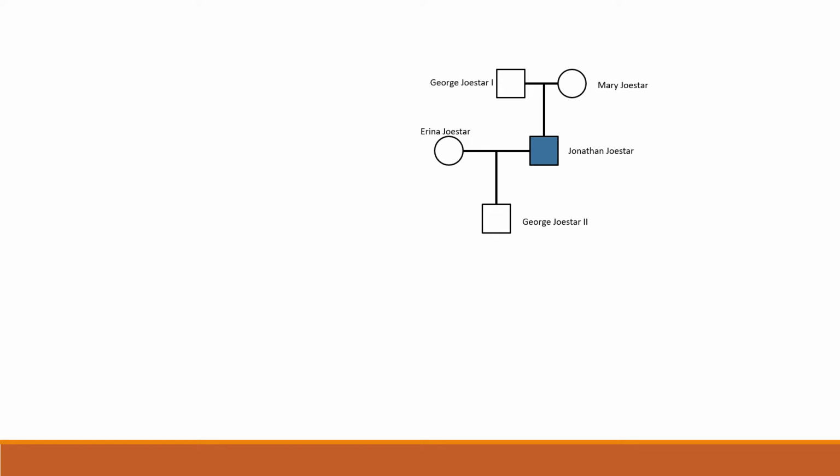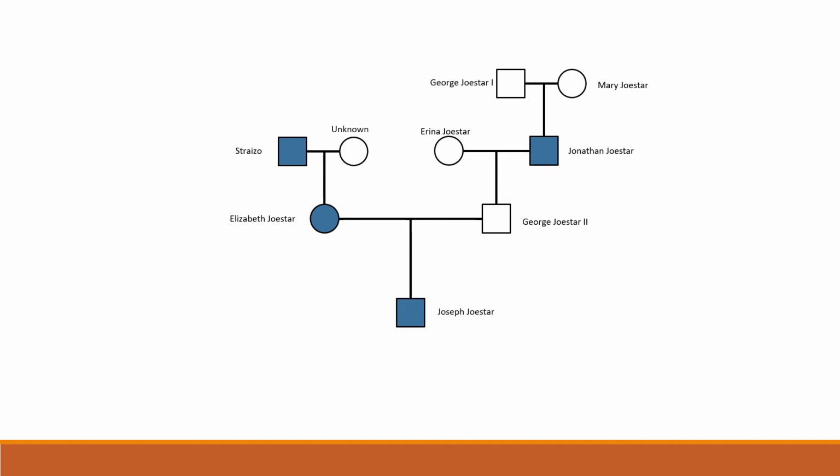Now, jumping over to our second little offshoot of the tree, we have Straizo, who does not have a last name. He married an unknown female and had a daughter who can use Hamon. Now, we do know that the unknown is not a Hamon user. Elizabeth and George Joestar married and had one son, Joseph Joestar, who is a Hamon user. Joseph married Suzie Q, a non-Hamon user, and had Holly Joestar, another non-Hamon user.